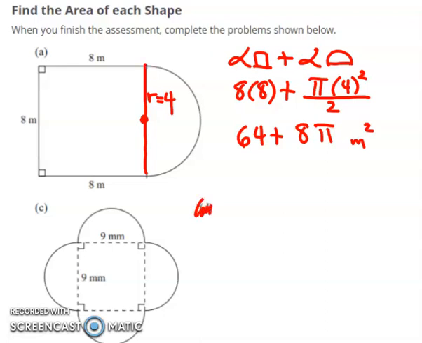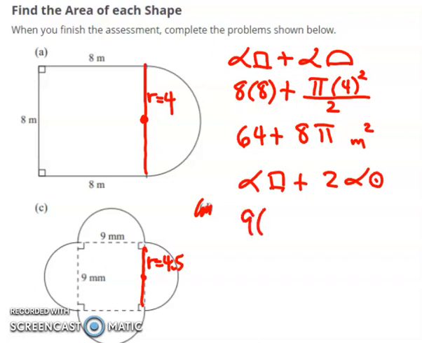In problem C, we basically have, again, another square, and we basically have half circles. And if you look at the picture, we actually have two circles. So we're going to find the area of the circle, we're going to double it. Because the length of each side of the square is 9, that means that the diameter is also 9. So we're going to be using 4.5 as the radius.